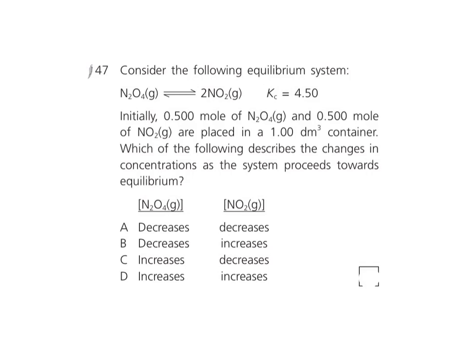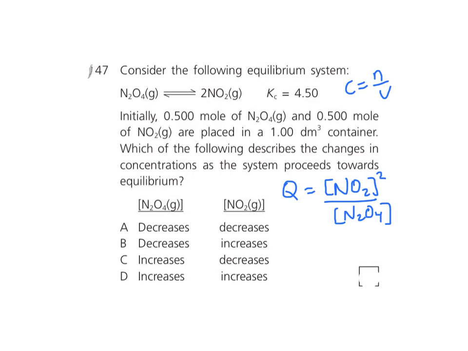And whenever I see moles, I immediately look for volume, because I need to use C equals N over V to convert to concentrations. Here the volume is 1 liter, so the numbers are the same, 0.5 molarity, 0.5 molarity. Which of the following describes the changes in concentrations as we go to equilibrium? Well, this is a question that's going to be about finding Q. Q is the reaction quotient, and in this case it's the concentration of NO2 squared over N2O4.